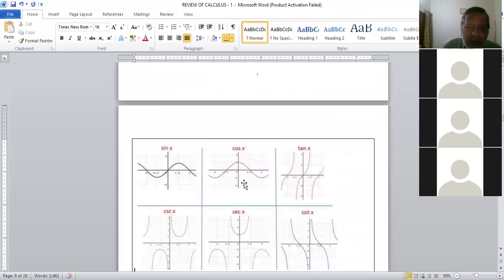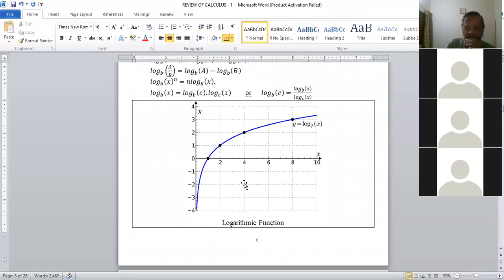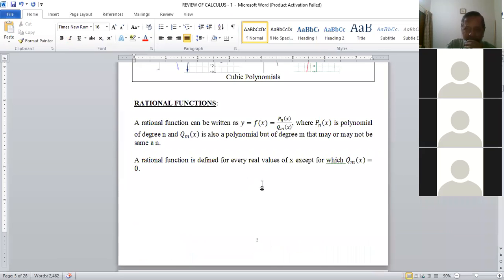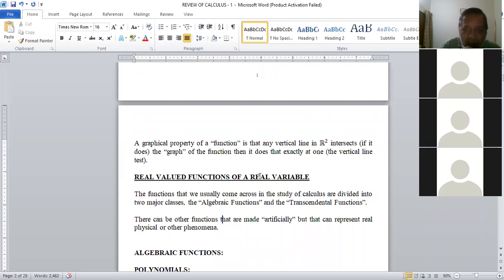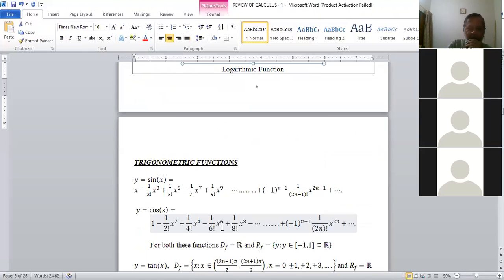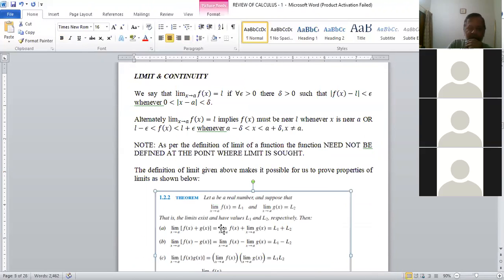Of course, मैंने यहाँ पे ट्रांसेंडेंटल फंक्शन का जिक्र करके छोड़ दिया, लेकिन जब मैंने कहा था कि फंक्शंस दो टाइप के हैं, अलजेब्रिक और ट्रांसेंडेंटल, तो यहाँ पे मैंने एक और बात भी कही थी, और वो ये कि there can be other functions that are made artificially, but that can represent real, physical or other phenomena, like absolute function y is equal to mod x, or y is equal to mod x से बनने वाले दूसरे functions. मैं एक आध पे आऊंगा किसी वक्त, बट फॉर द टाइम बिंग मैं फंक्शंस की डिस्कशन यहाँ पे रोक के, तो आई एम गोइंग टू revise the concept of limit.